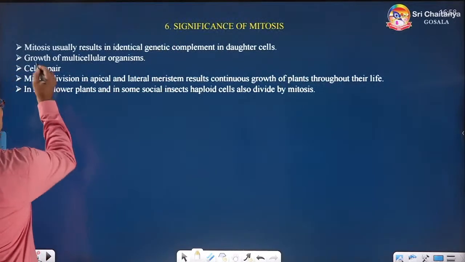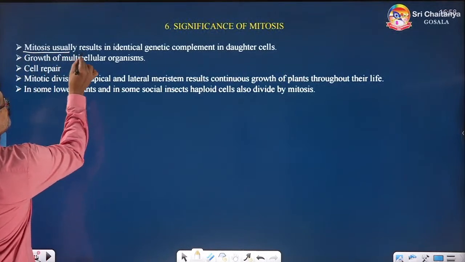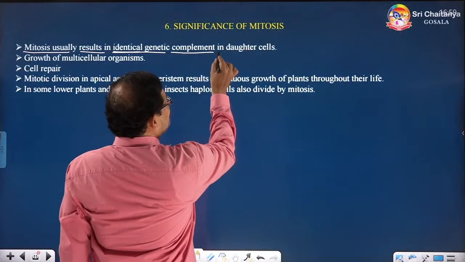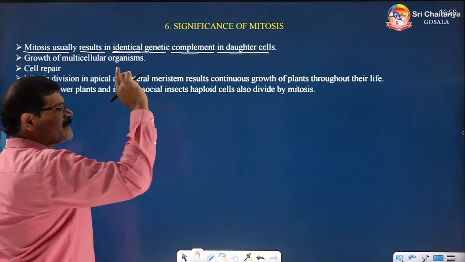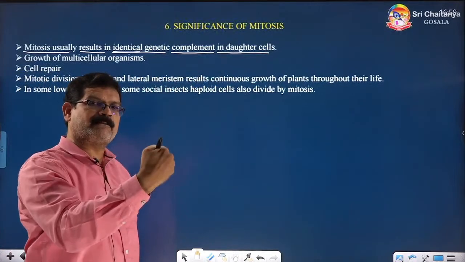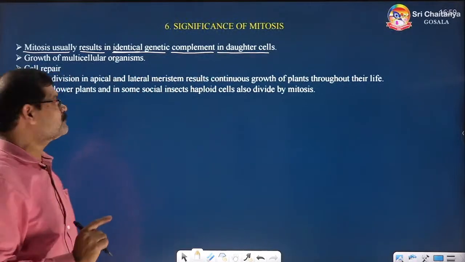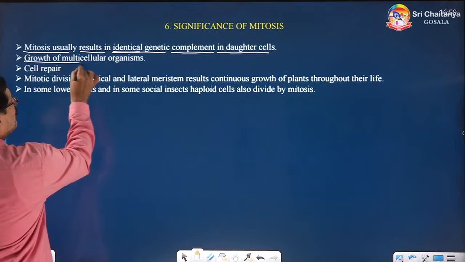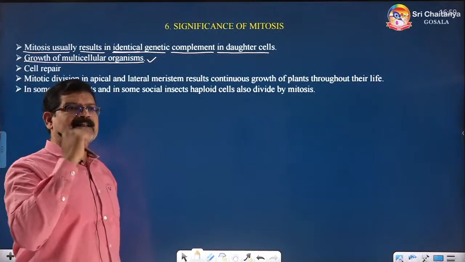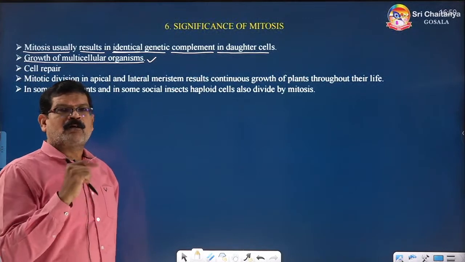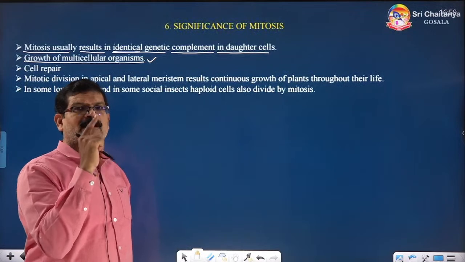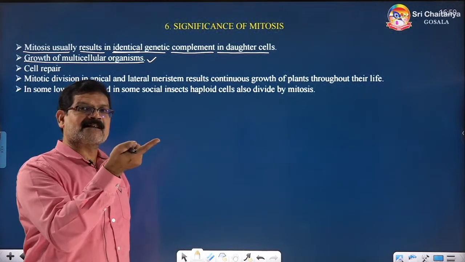What are the significances which are present? Mitosis usually results in identical genetic complements in the daughter cells. The same kind of genetic material which the parent has will be present in the daughter individuals also. Next one, growth of multicellular organisms. The multicellular organism I already mentioned in the starting. One cell becomes many cells.